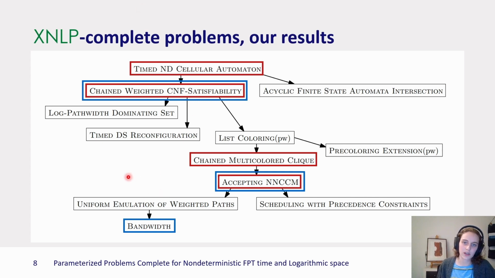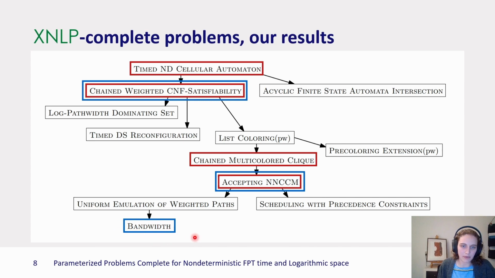Our results. So we found a lot of problems that also lie in this complexity class. And what's nice about it is that the problems are from all different types. It's not just things with strings or substrings. For example, here we have scheduling with precedence constraints. So there's a scheduling problem. There's acyclic finite automata intersection. There's timed dominating set reconfiguration, log path width dominating set, list coloring parameterized by the path width. Yes, so all types of problems.